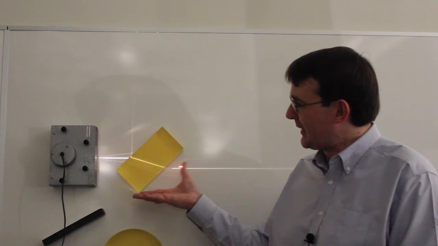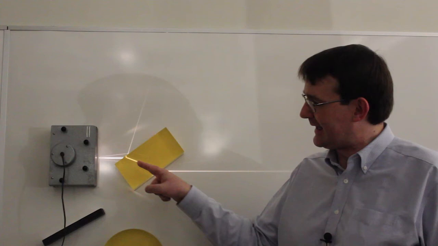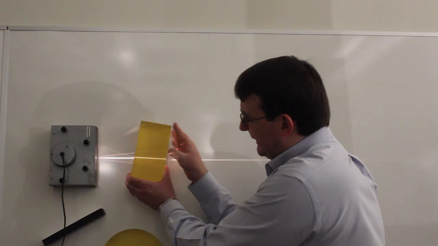And if I alter the angle of the block, you can see that this also alters the angle of refraction. So clearly, the angle of refraction is related to the angle of incidence. And if I turn it all the way so that it's roughly perpendicular, then you can see that for a 90 degree angle of incidence, I end up with a 90 degree angle of refraction, which again is what you would expect from Snell's law.